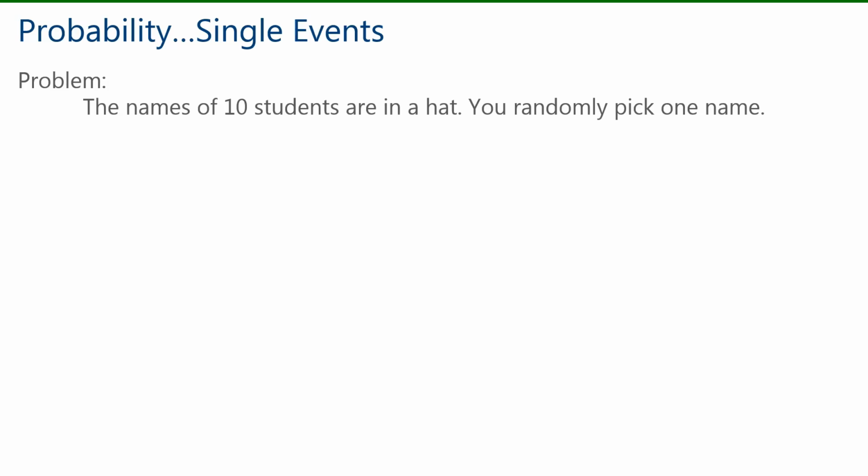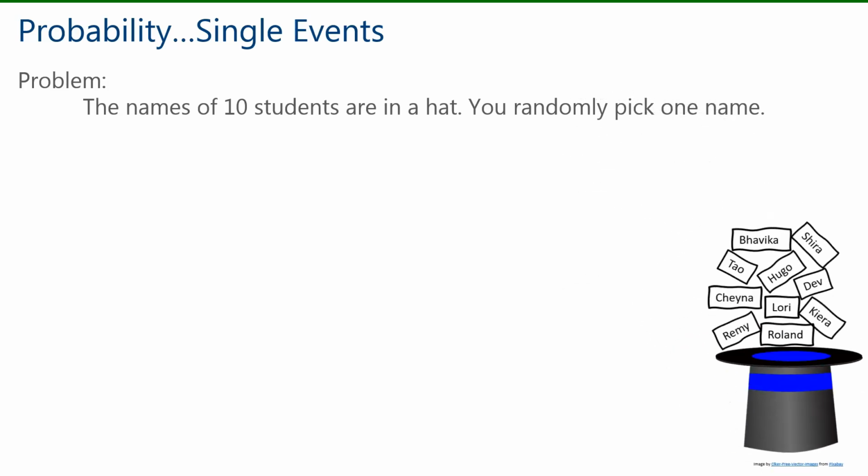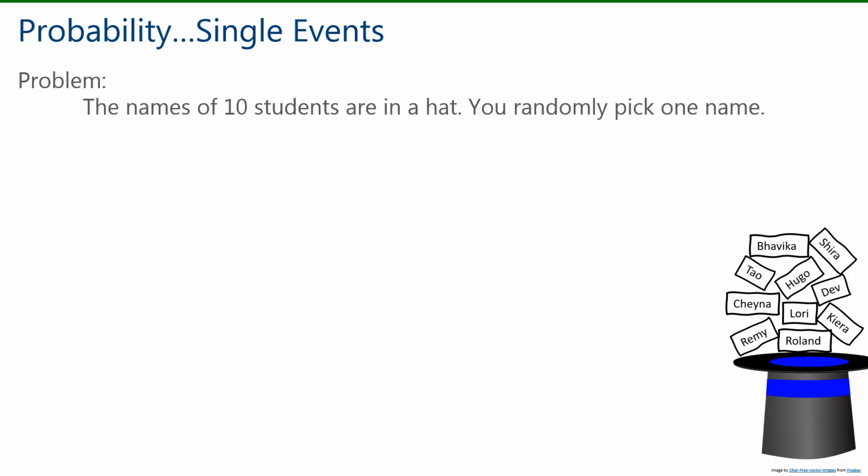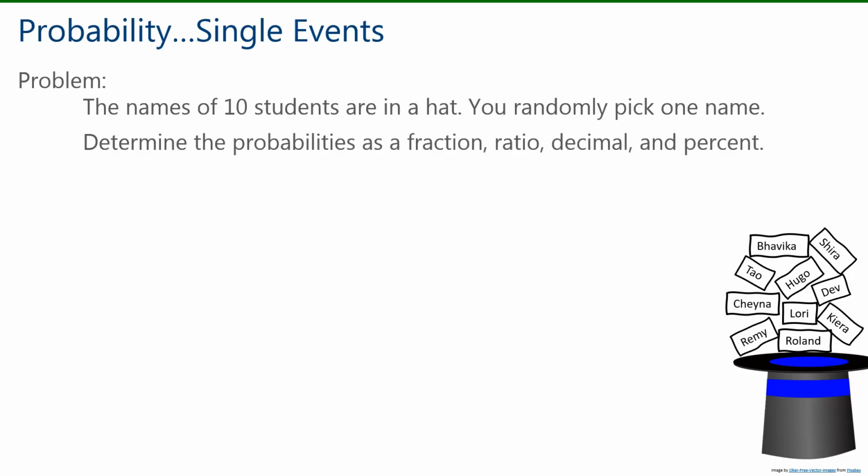And our second example, the names of 10 students are in a hat. You randomly pick one name. Determine the probabilities as a fraction, ratio, decimal, and percent. What is the probability of Hugo getting picked?